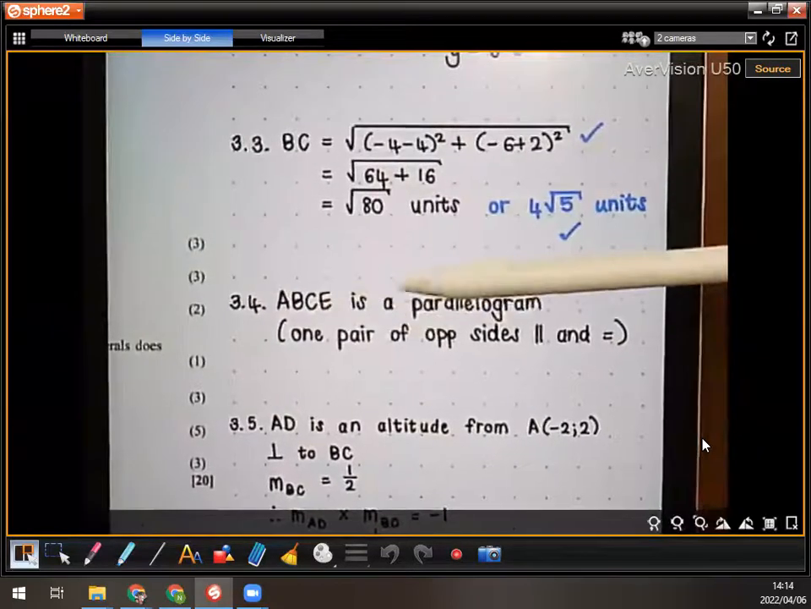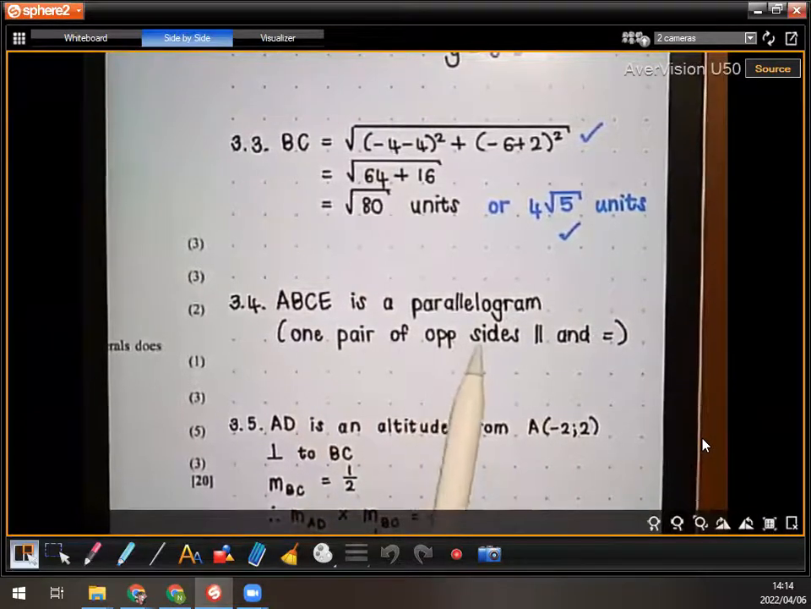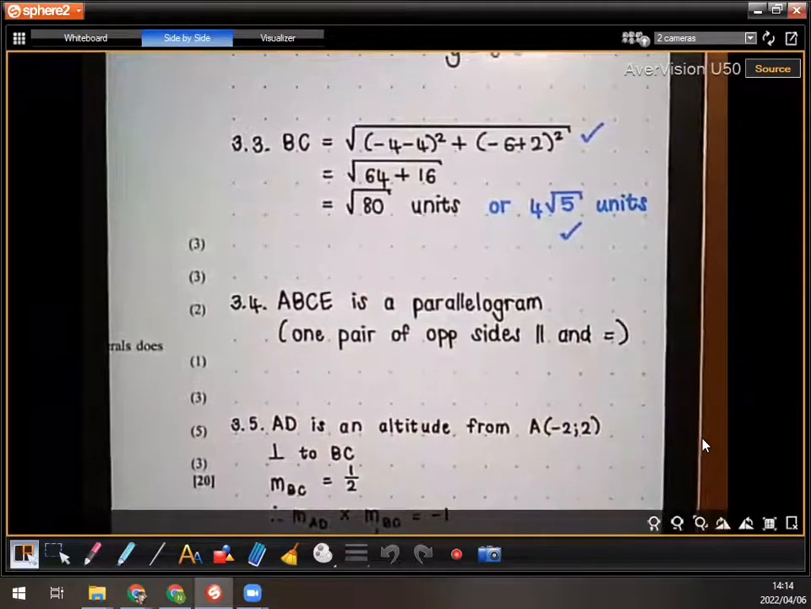3.4. ABCE is a parallelogram. And the reason is one pair of opposite sides can be parallel and equal. So that's not a reason that is used very often, so I'm not sure if you remember that.